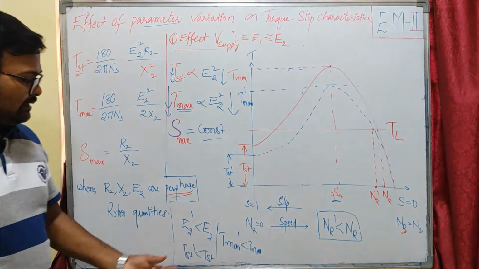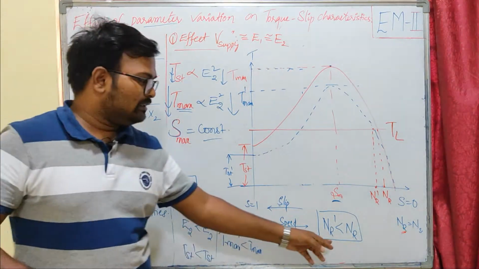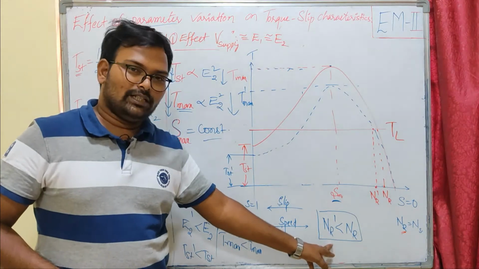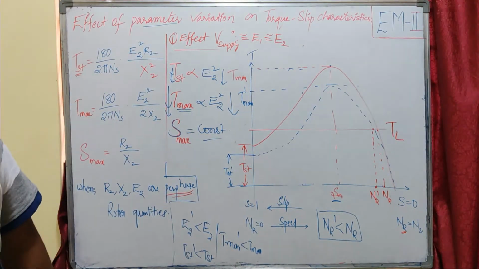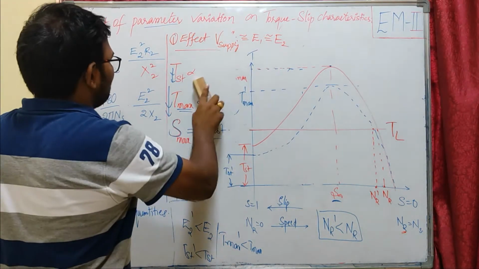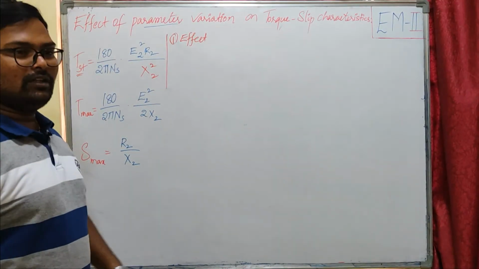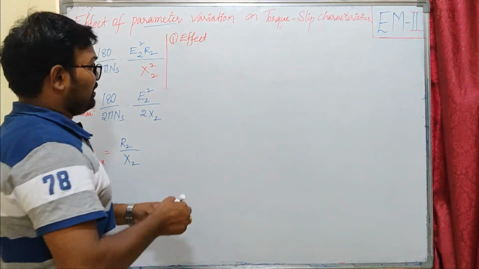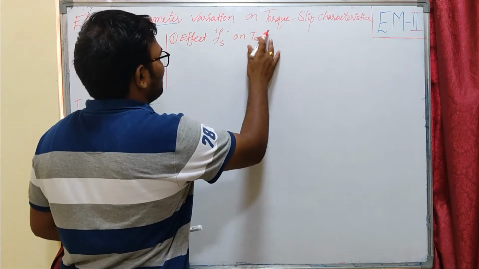You can see, because I reduced the supply voltage, our starting torque reduced, maximum torque reduced, and the speed of the induction machine also reduced. So this is the observation for the effect of change in supply voltage. Now let us see the effect of change in supply frequency on the torque slip characteristics of our induction motor.